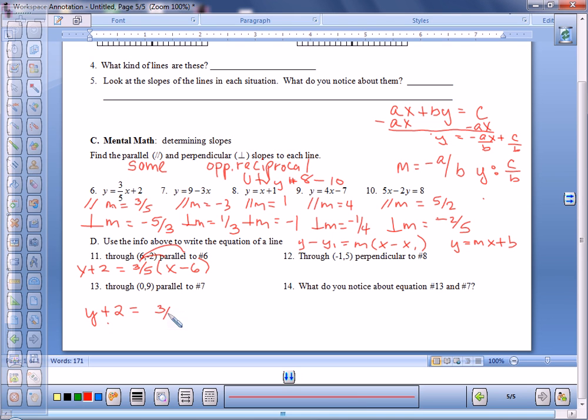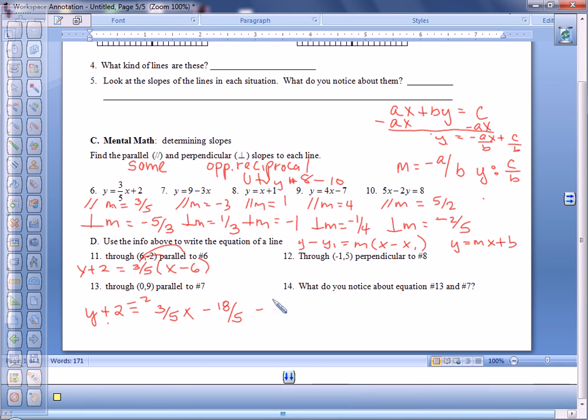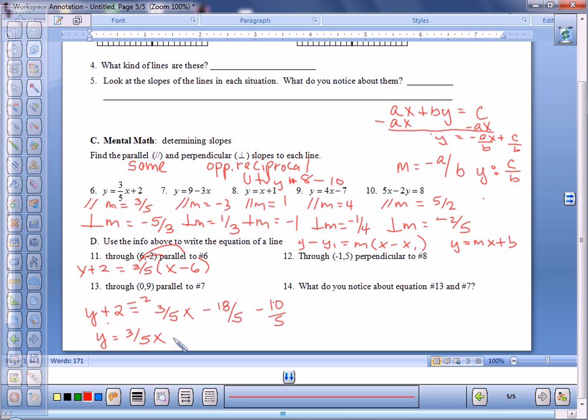And then I have to subtract this 2 from both sides. Well, I need to get a common denominator for 1 and 5. It's going to be 5. What number divided by 5 is 2? 10. So really what I'm doing is negative 18/5 minus 10/5. So I get y equals 3/5 x minus 28/5. Exactly what I got. Okay, that's just algebra. That's not what we're doing right now. Okay, so y equals 3/5 x minus 28/5.